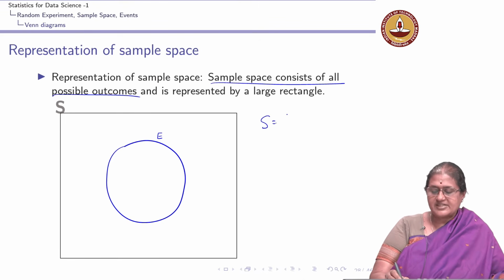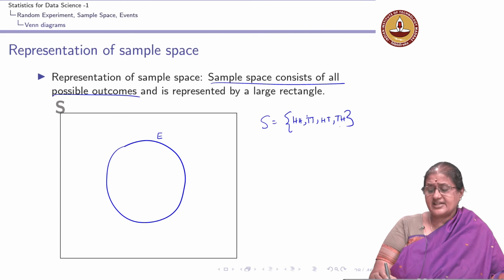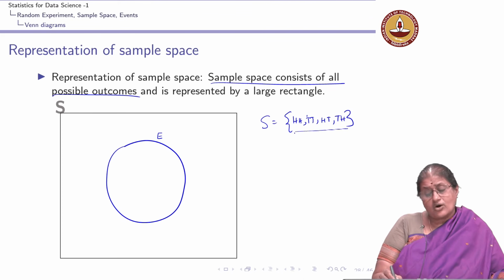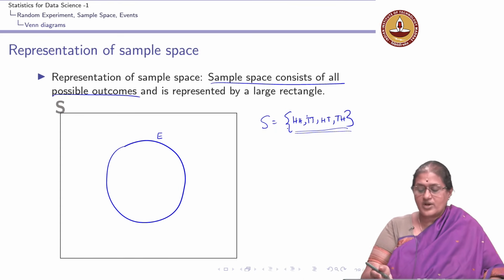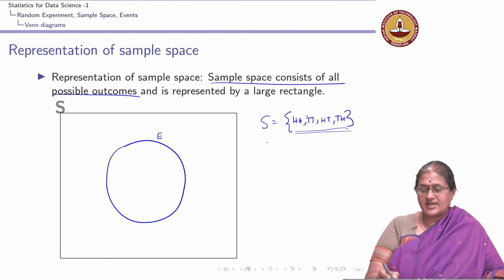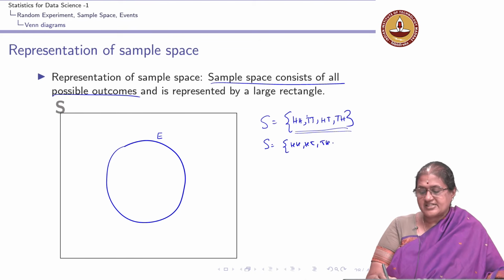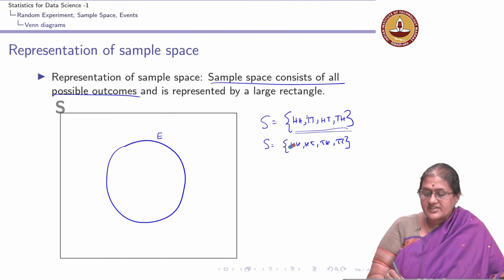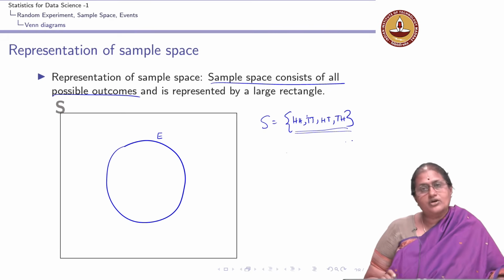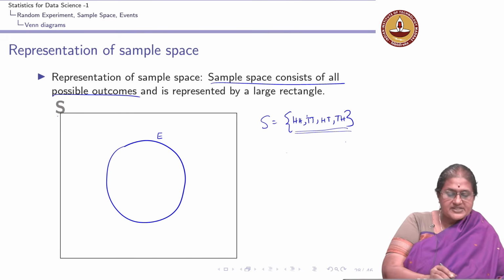So, if I have a sample space which is tossing a coin twice, and the outcomes are HH, HT, TH and TT. Again, notice the order in which I list the outcomes is not of any relevance. I could list it as HH, HT, TH and TT, and this is equivalent to this set. So, the order in which I list the outcomes is not of any great importance.